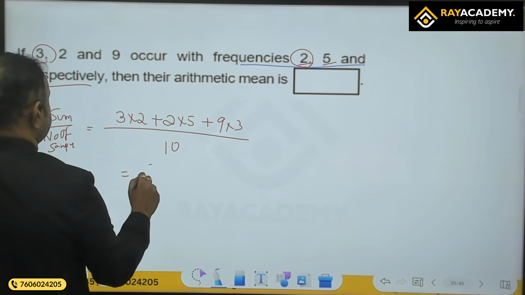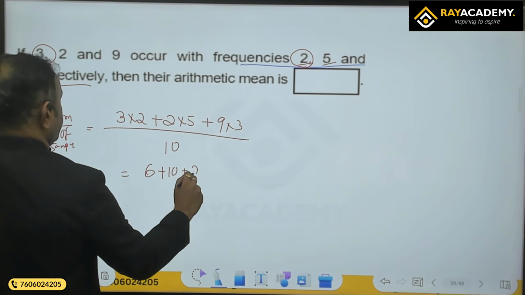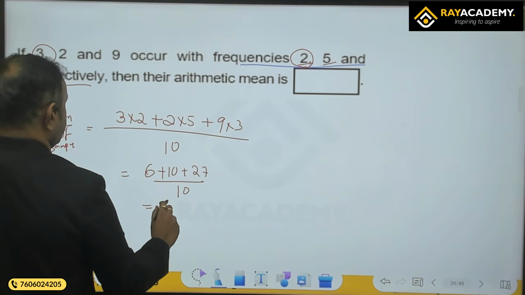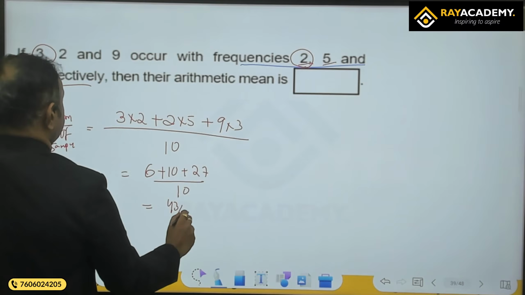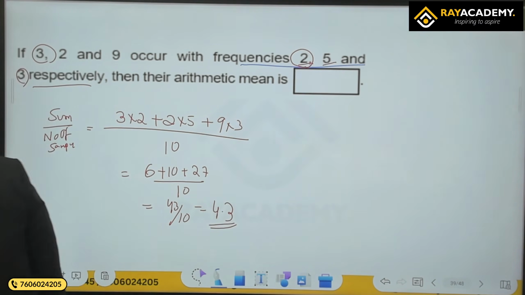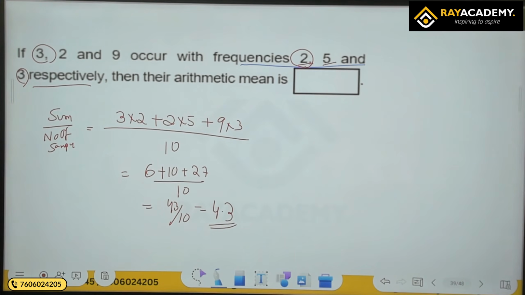So this is 6 plus 10 plus 27 divided by 10, which is 43 by 10. So the arithmetic mean will be 4.3. This is a different way they have given, nothing else. Otherwise it is the same question itself.